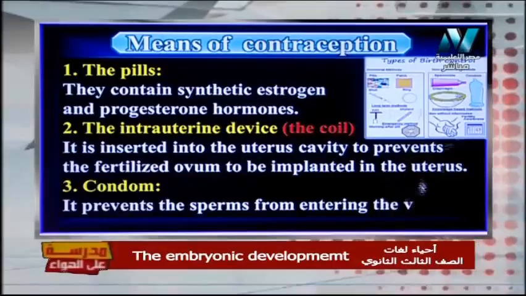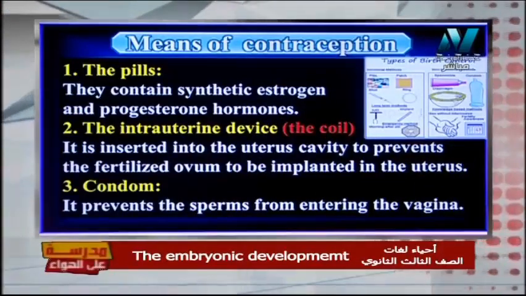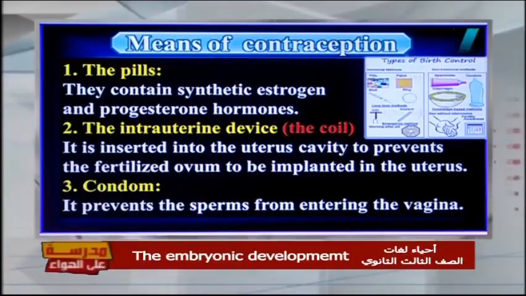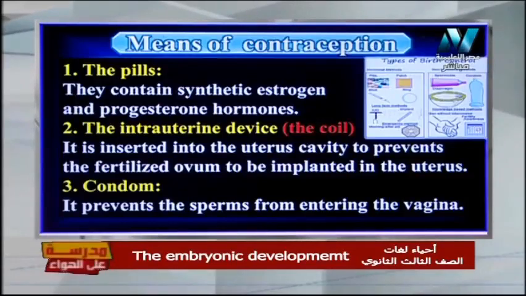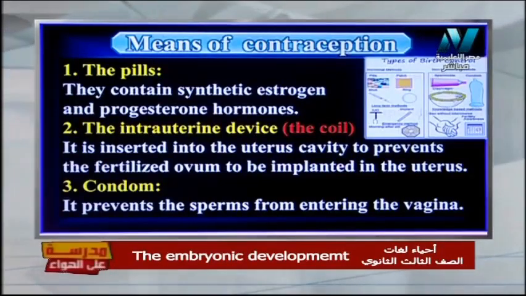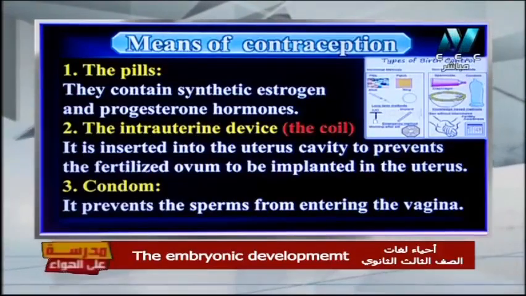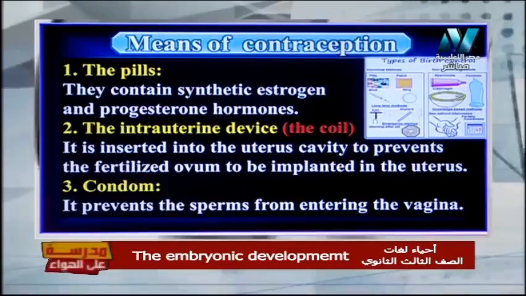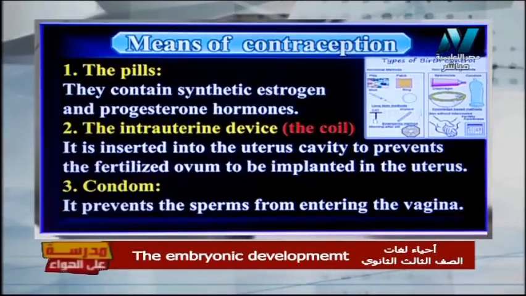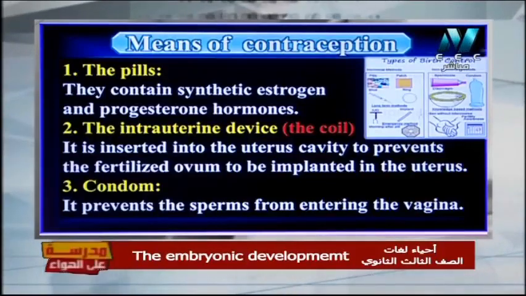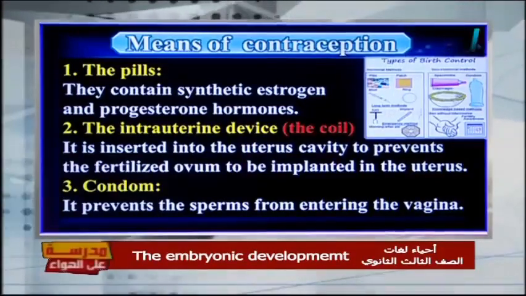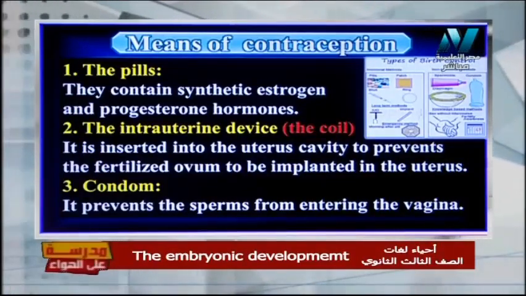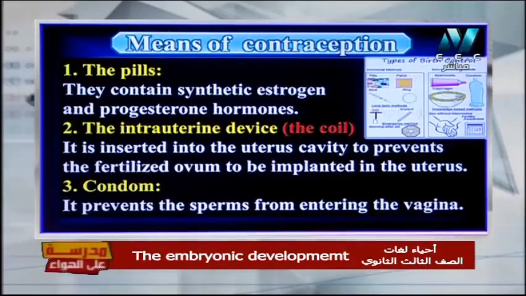The first is the pills or tablets. They contain synthetic estrogen and progesterone hormone. Why do we give estrogen and progesterone hormone? To keep the hormonal conditions of the pregnancy that prevent the secretion of FSH hormone from the pituitary gland, so that stops the formation of another graafian follicle. So it works as the hormonal conditions of the pregnancy, which is why we give tablets containing artificial or synthetic estrogen and progesterone hormone. The second is the intrauterine device, which we call the coil.